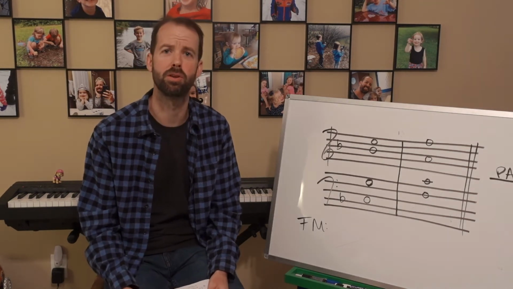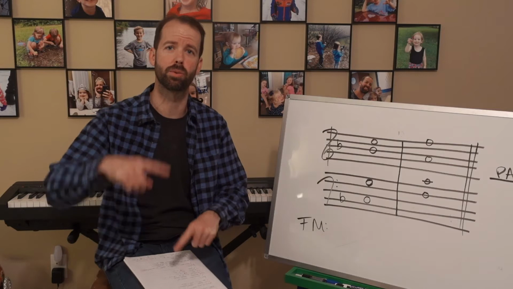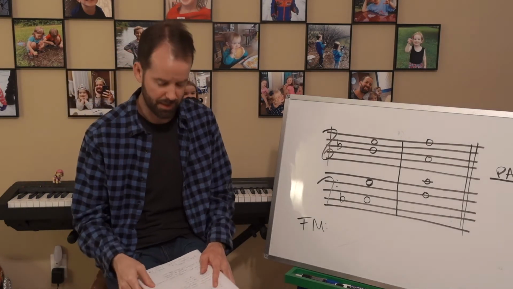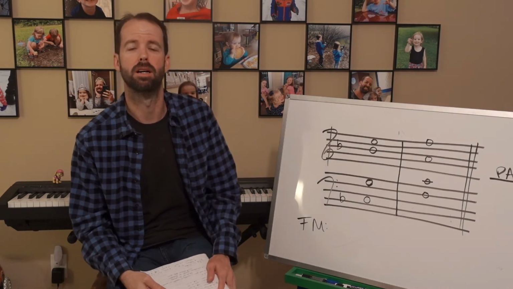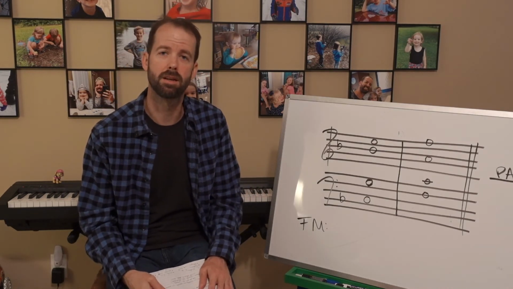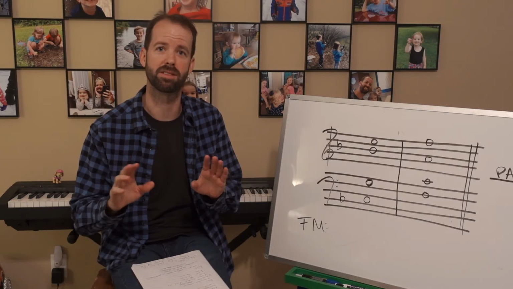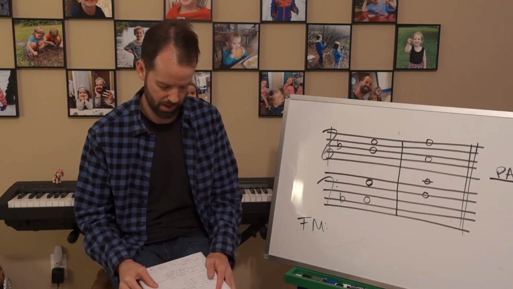There are different types of motion. We've already mentioned contrary motion. That's where two lines move in opposite directions, so one goes up, the other goes down. That is the best motion whenever you're creating a melodic line, because you're not going to break some part writing rules that we're going to mention in a minute.